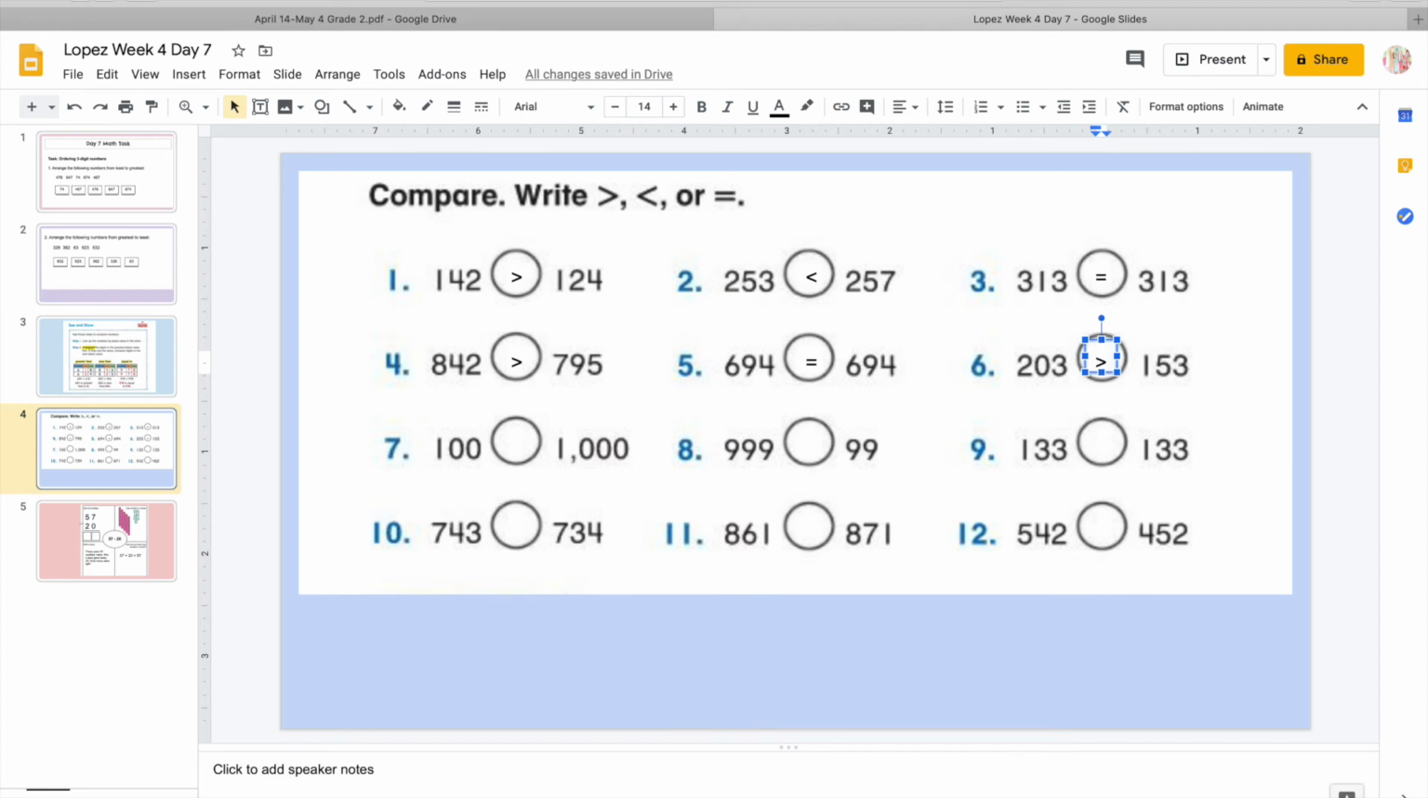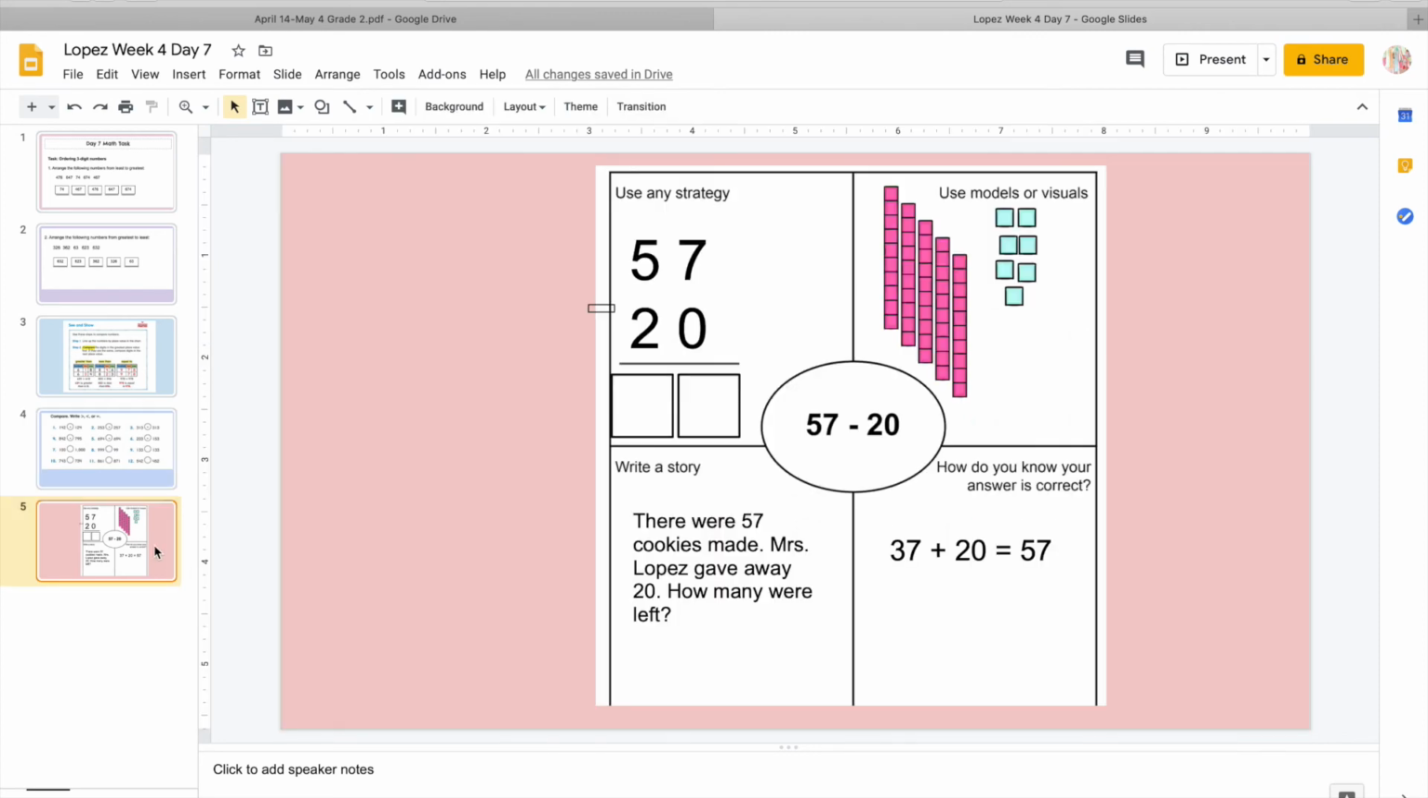All right, that is 6 of them. I'm going to go ahead and have you try the next 6 on your own. If you have any questions on those, you can comment or reach out to me and I will help you with those. And the last part of our math today is some fluency practice.